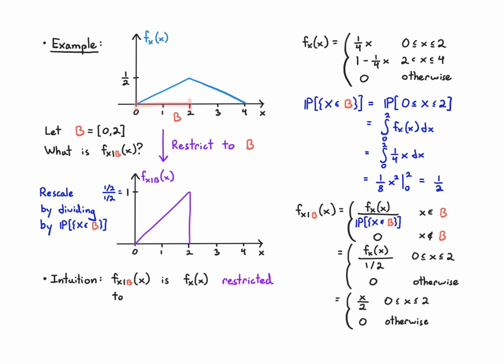Okay, so what you do is you just take the original PDF and you cut out the places where you have B, and you rescale the height so that the total probability is 1. So the integral of this new restricted PDF is 1. That's it. So that's all a conditional PDF is.